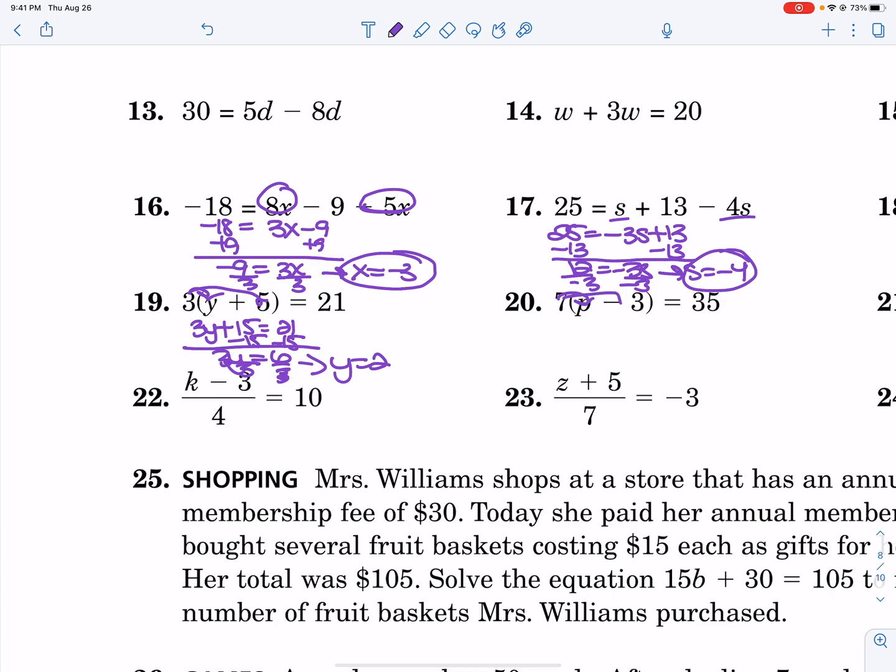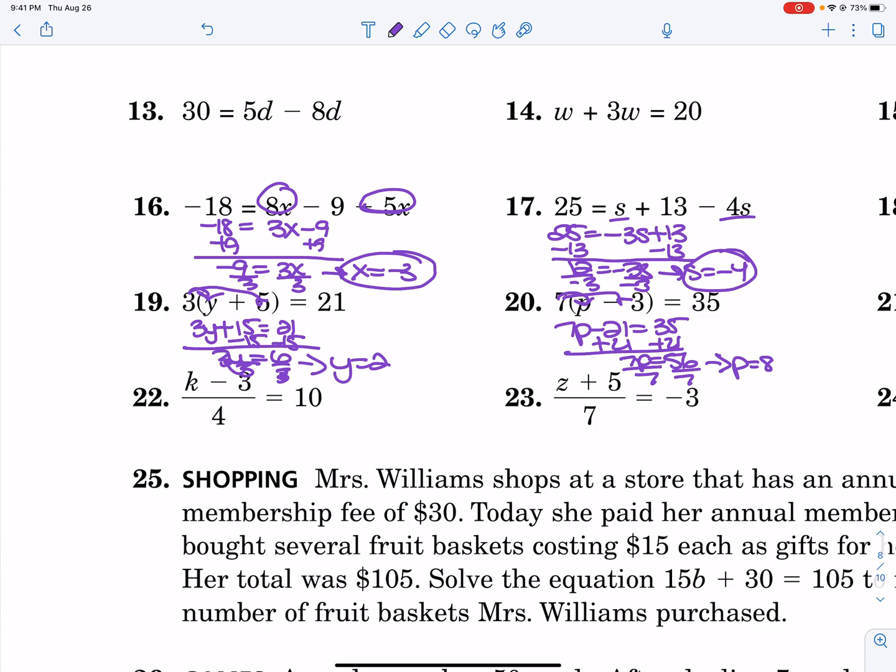Here I'm going to distribute again, so I get 7p minus 21 is equal to 35. Add 21 to both sides, so I get 7p is equal to 56. Divide both sides by 7, and I get that p is equal to 8.